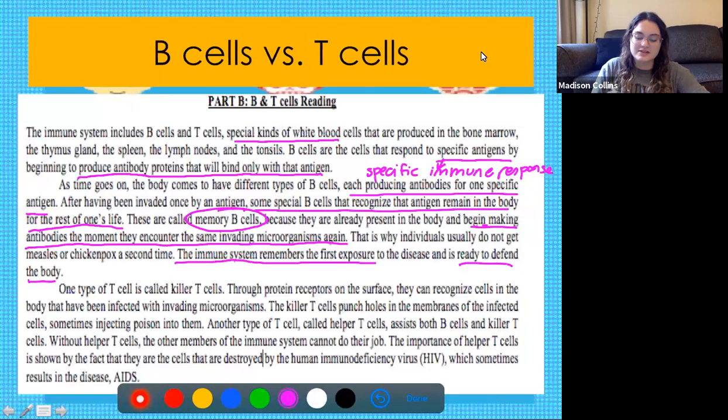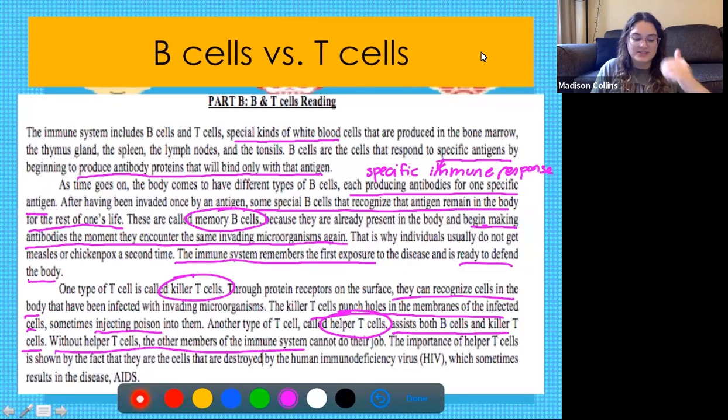One type of T cell is called killer T cells. I bet you can guess what they do. Through protein receptors on the surface, they can recognize cells in the body that have been infected with invading microorganisms. The killer T cells punch holes in the membranes of the infected cells, sometimes injecting poison into them. Another type of T cell called helper T cells assists both B cells and killer T cells. Without helper T cells, the other members of the immune system cannot do their job.